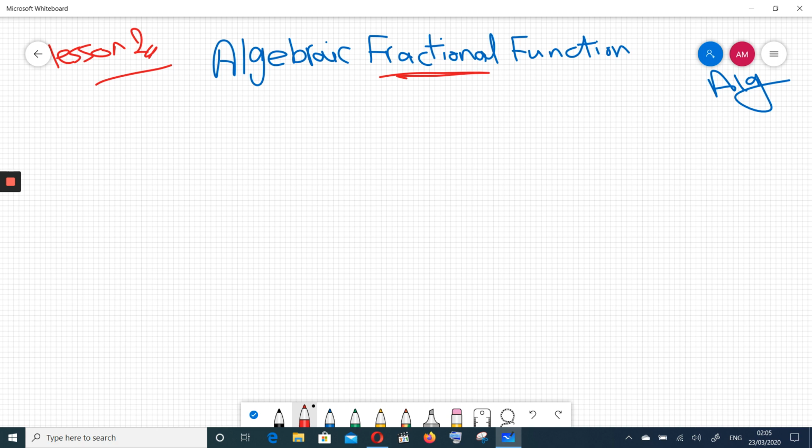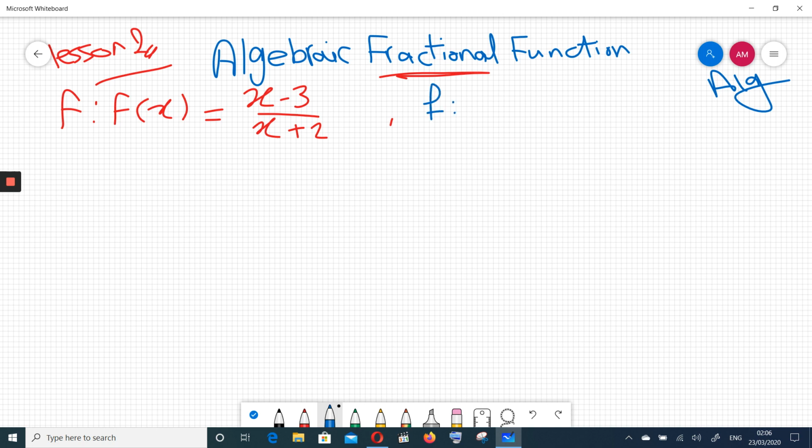We have a lot of fractions, but here we have fractional and function at the same time, and algebraic also. That means, for example, f of x equals x minus 3 over x plus 2. Another example: f of x equals x power 2 minus 3 over 5, and so on.